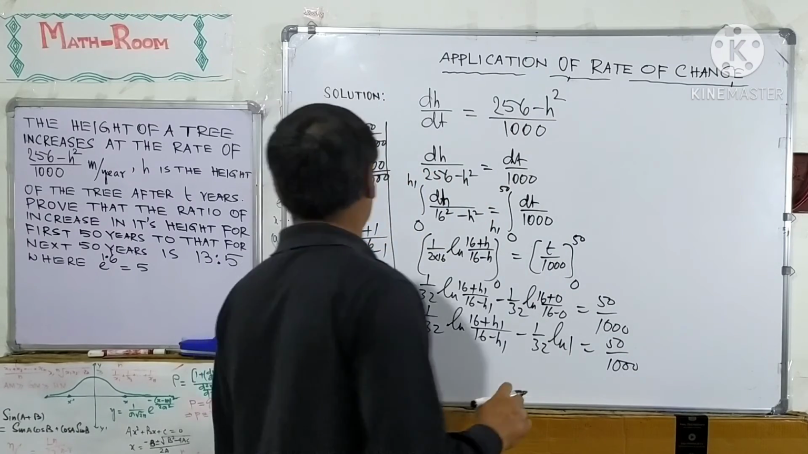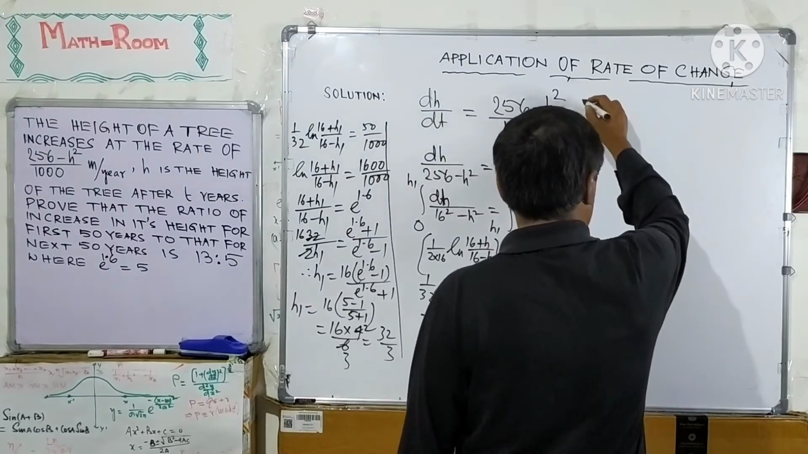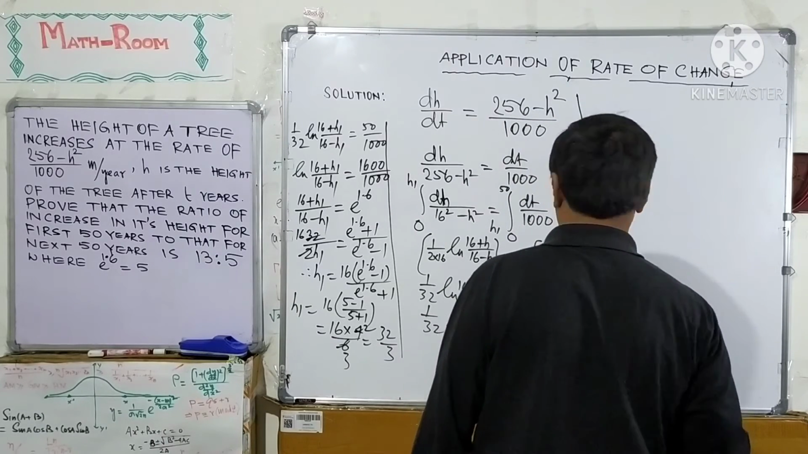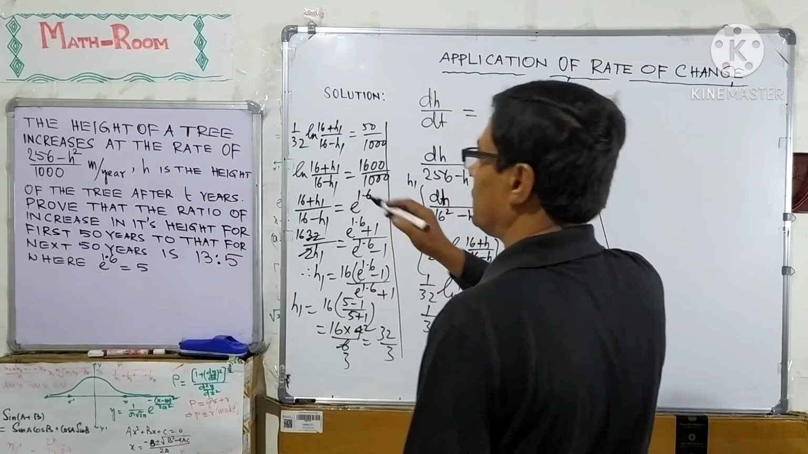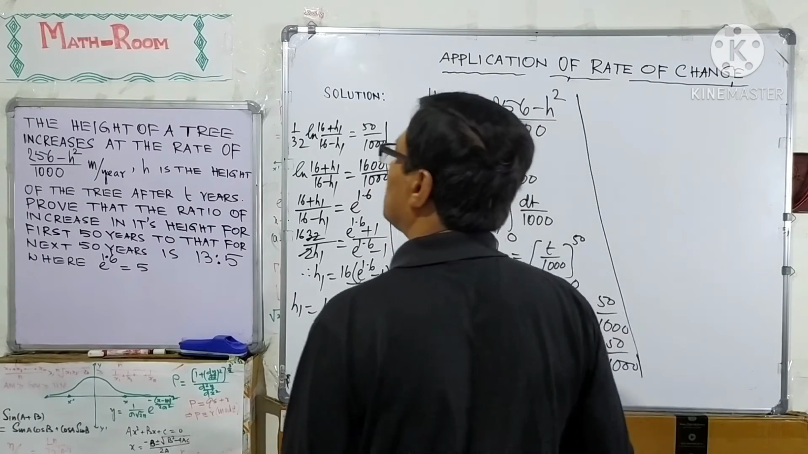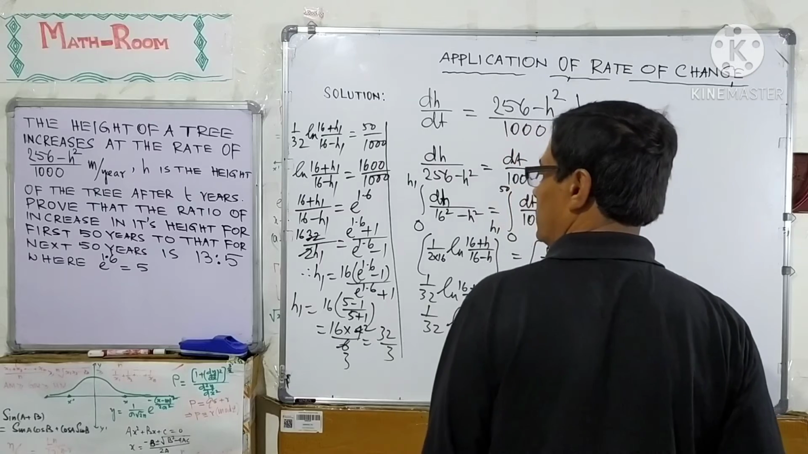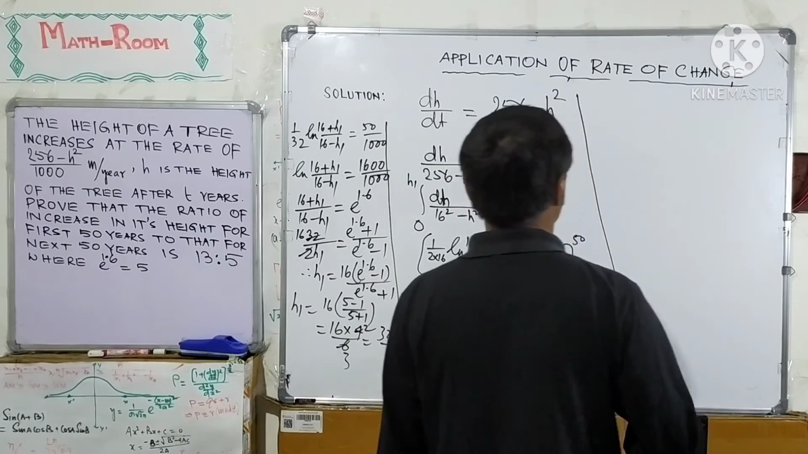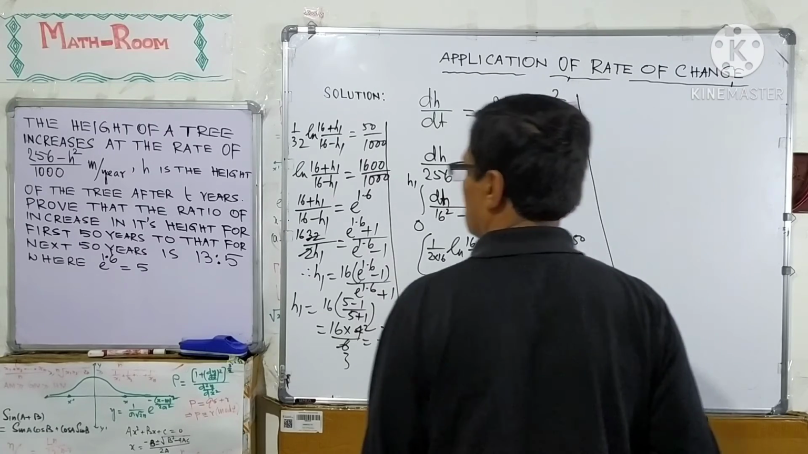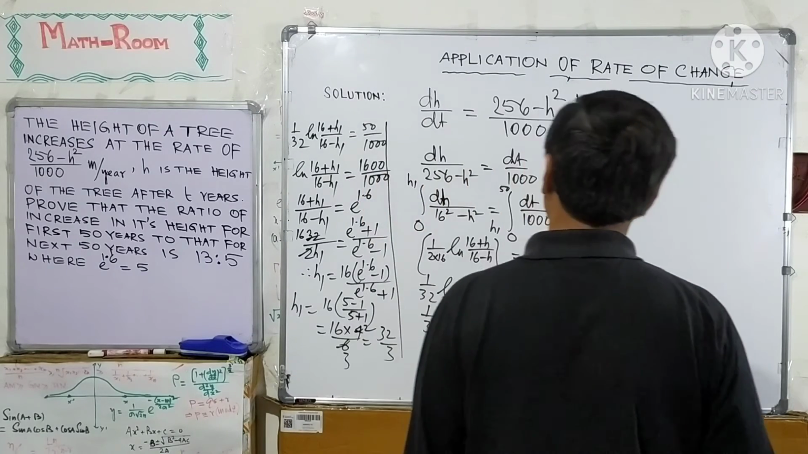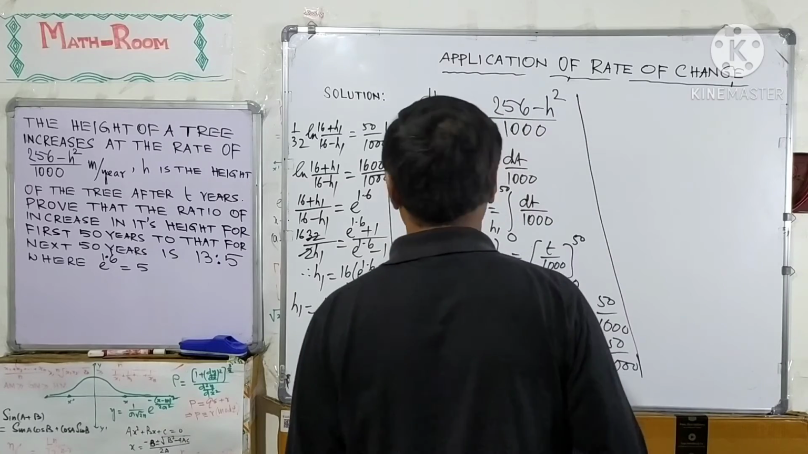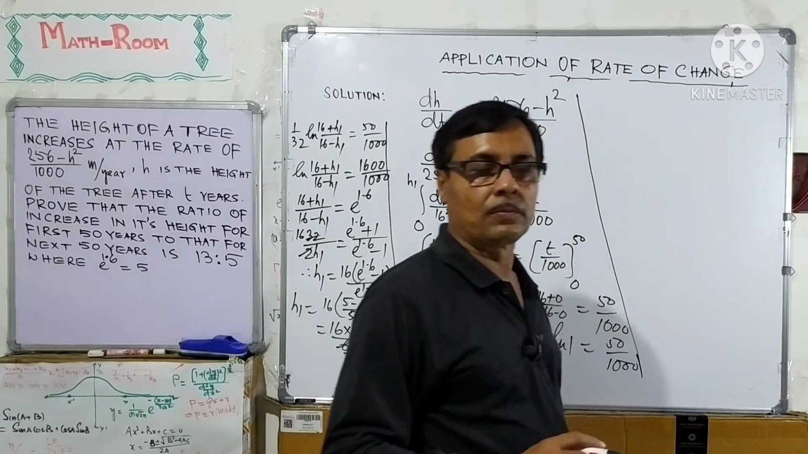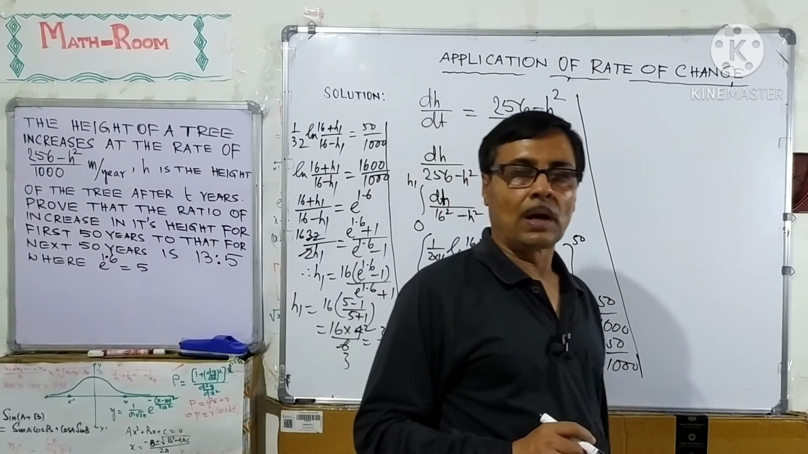Now we calculate the value of the increase in height of the tree for the next 50 years. Next 50 years, that is from the beginning, it is calculated for the first 100 years.